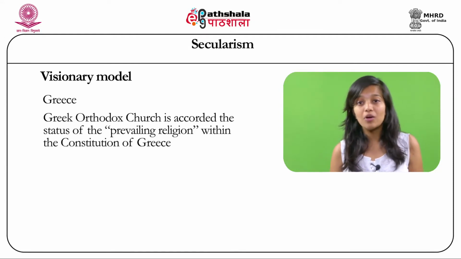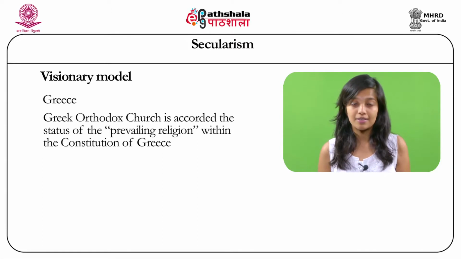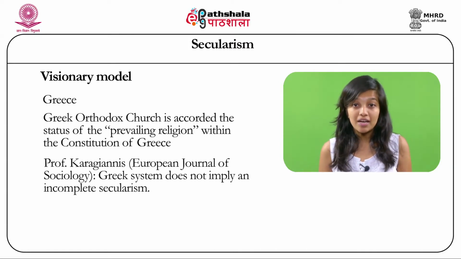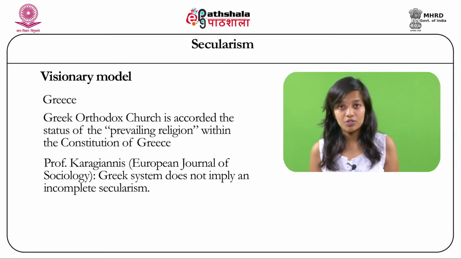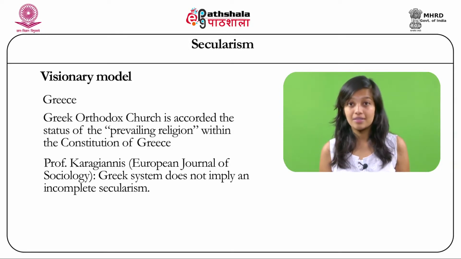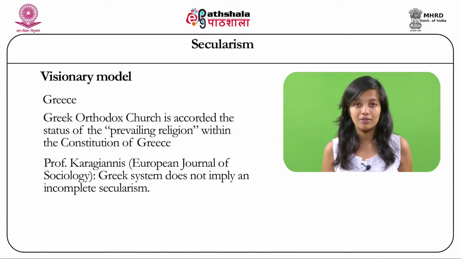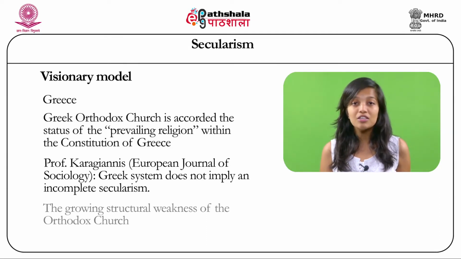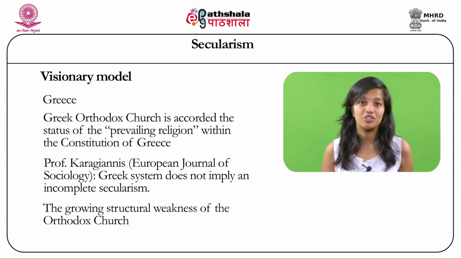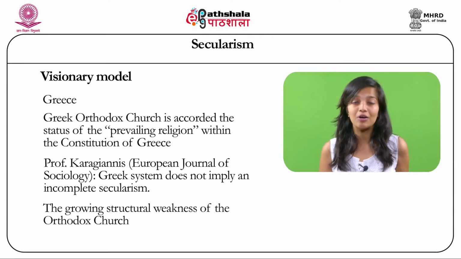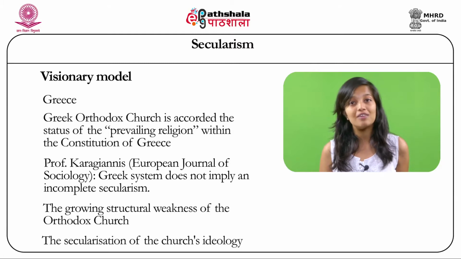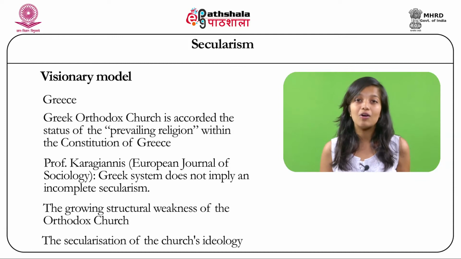However, what are the thin socio-cultural consequences of religion in this case? We see that Professor Karagiannis, in a recent article in the European Journal of Sociology, has pointed out that despite the existence of an official religion, the Greek system does not imply incomplete secularism. Why is this the case? It's because, for one, there is a growing structural weakness of the Orthodox Church itself, which again feeds into the idea of thin socio-cultural consequences of religion. And secondly, because the church's ideology itself is becoming more tolerant and more secular, and therefore its religious influence is being on some level tempered.